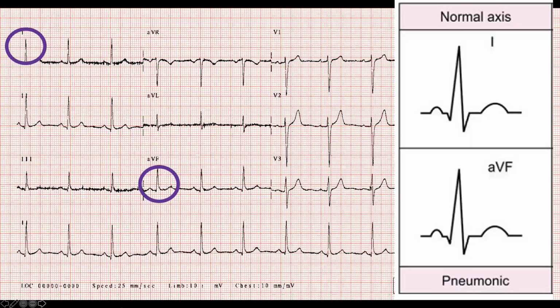Hopefully this last one will work. It's taken a moment. Let's just go forward and back. Don't worry, that one's not working. This last ECG, you can see this is actually normal. You've got lead 1 normally pointing up and aVF normally pointing up, and that is a normal axis.